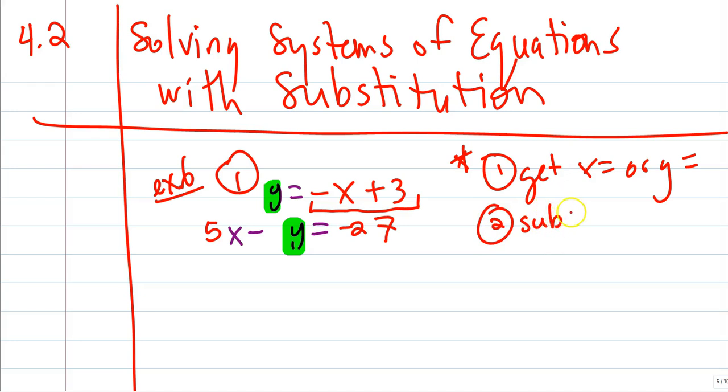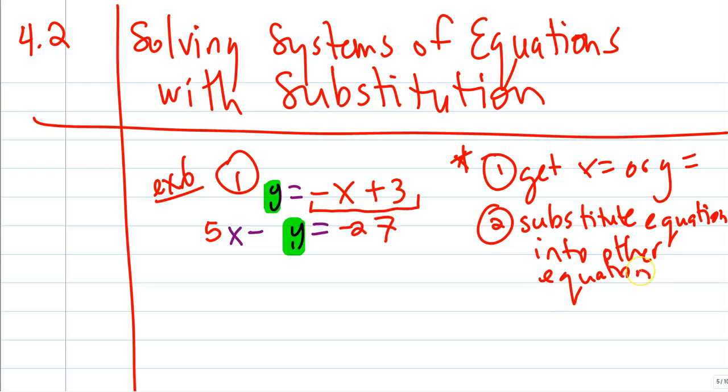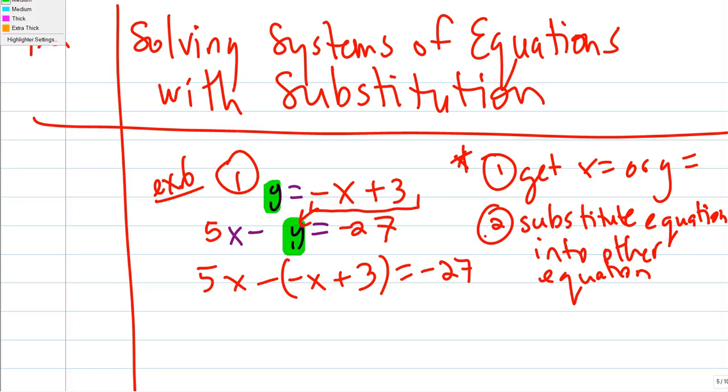We are going to substitute the equation into the other equation. So that negative x plus 3 replaces that y. So it becomes 5x minus, this is wrong, don't put it like this, it's minus the group, negative x plus 3 equals negative 27. Okay, we substituted that negative x plus 3 in place of the y right there.